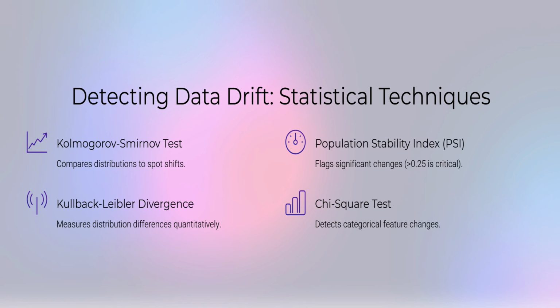A value over 0.25 typically indicates a significant and critical change in a population. And the Chi-square test, used specifically to detect changes in the distribution of categorical features.